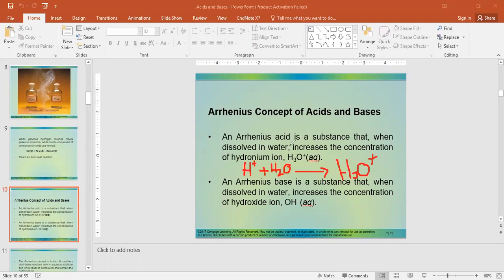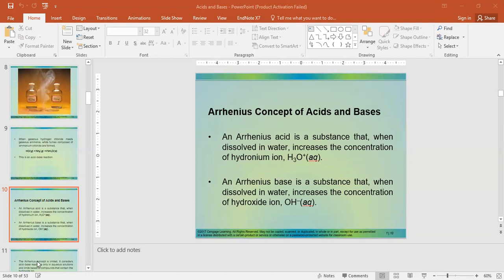So when we talk about the Arrhenius acid, this is a substance which, when dissolved in water, is going to increase the concentration of the hydronium ion, or that particular substance is going to produce hydrogen ions. On the other hand, Arrhenius bases are substances which, when dissolved in water, will increase the concentration of the hydroxide ion, the OH here. So that is how we look at the concept of acid and base with regards to the Arrhenius concept.